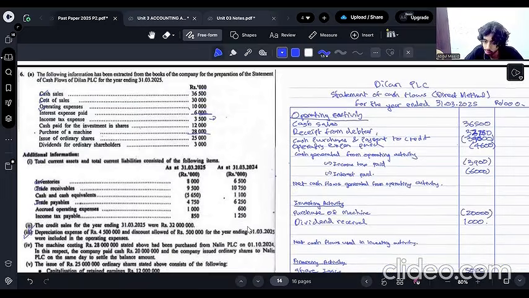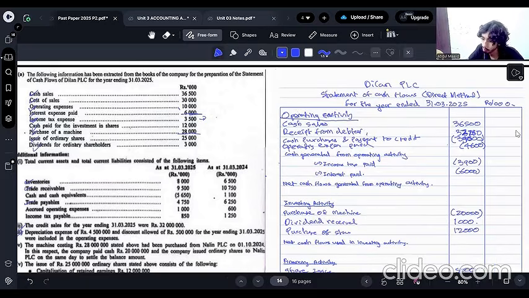Interest expense, okay. Income tax, okay. Cash paid for the investment in share. So your purchase of shares is an investing activity, 12,000. Purchase of machine done, issue of ordinary share adjusted, dividend for ordinary shares adjusted. Now you can find the final answer.